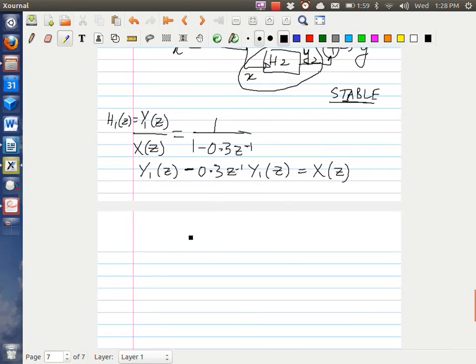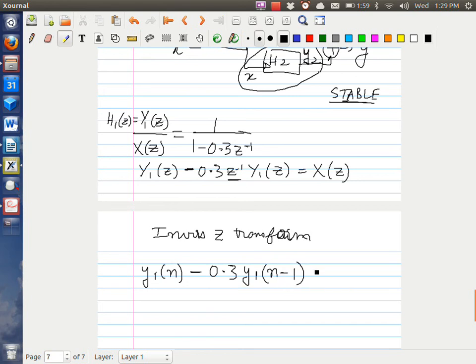And you can write the inverse z transform now. Once you're fluent with all of this, you won't have to go through all of it. You can directly see that the difference equation is y1 of n plus 0.3 y1 of n minus 1 equals x of n. Y1 of z would have given us y1 of n, but because of the z inverse, you have y1 of n minus 1, and this gives us just x of n.